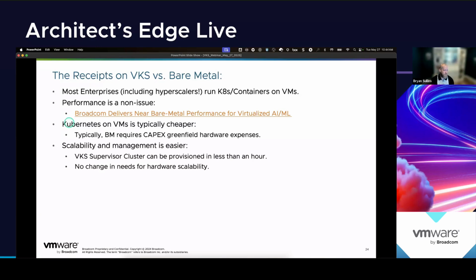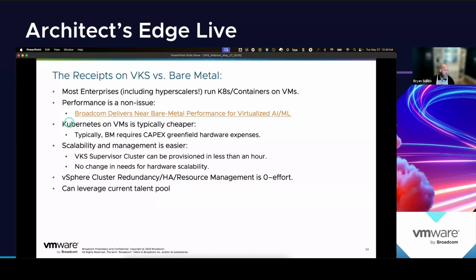No change in needs for hardware scalability. vSphere cluster redundancy, right? All the things like distributed resource scheduling, HA, the capability of doing this through stretch clusters, because we support stretch clusters in a lot of different ways. Those are all things that may already be in place, so since these are all VMs, they are all protected in the same way without any additional configuration.